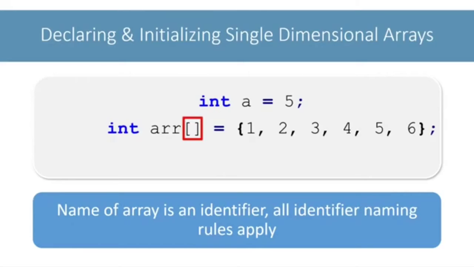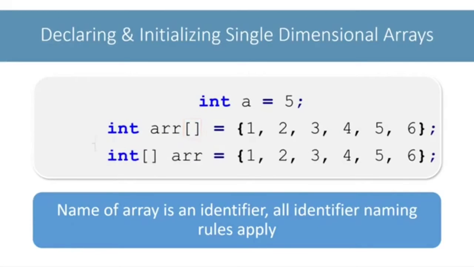We can place these square brackets at the end of the array name as shown here, or we can also place them between the data type and the array name like this. Both these statements are equivalent. You can use whichever way you like.